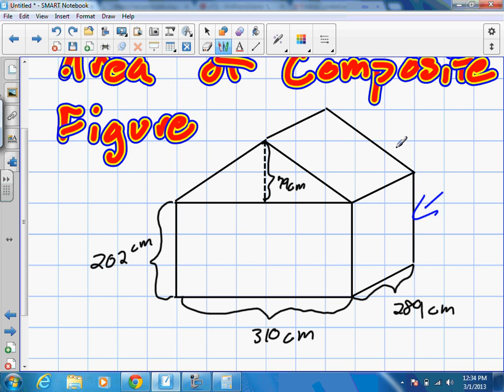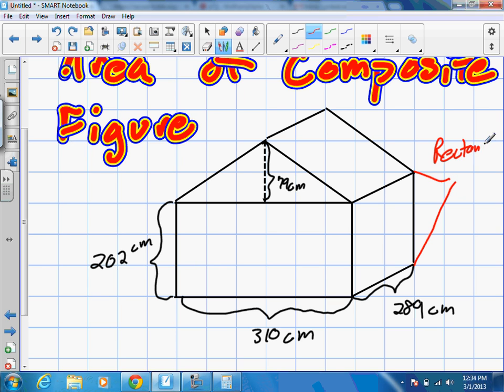The shape on the bottom, anyone know what that shape's called? Yeah, that's right, it's called a rectangular prism. What about the shape on top here? That's right. You just look at the face. So this one is a triangular prism. So we're working with two prisms, the three-dimensional shapes.